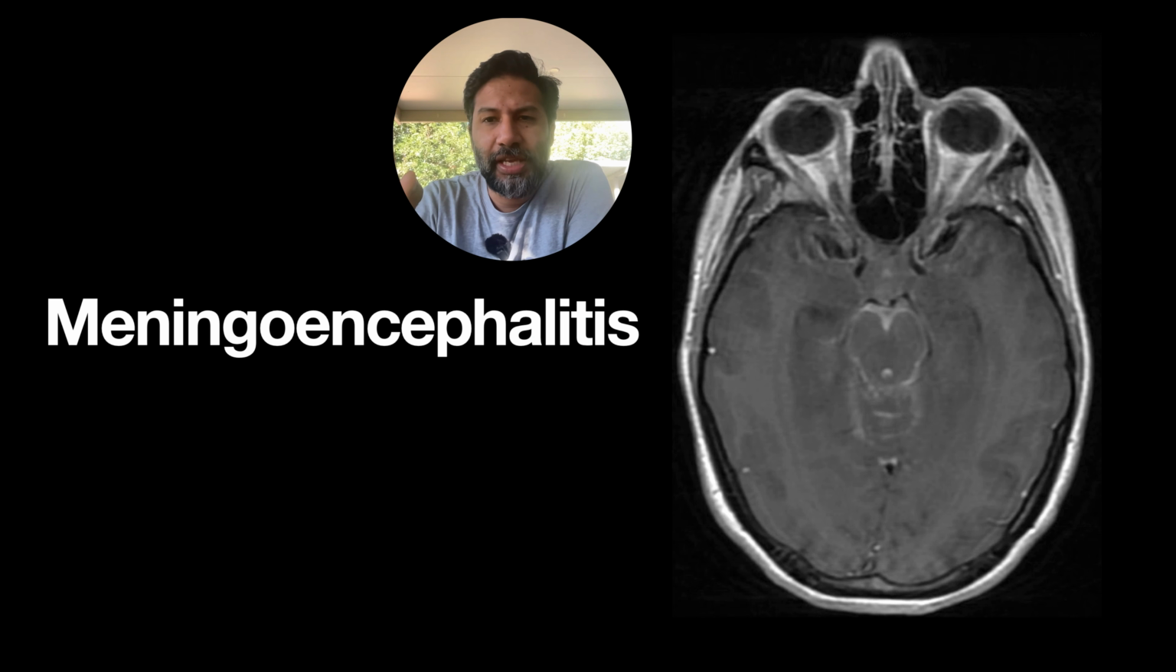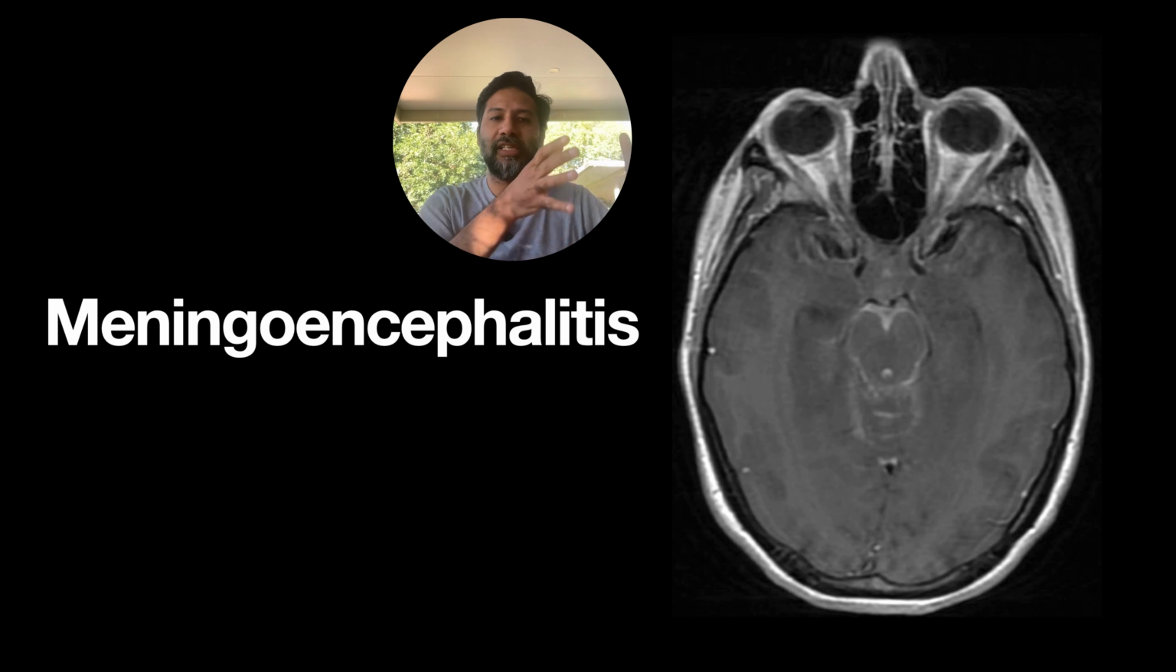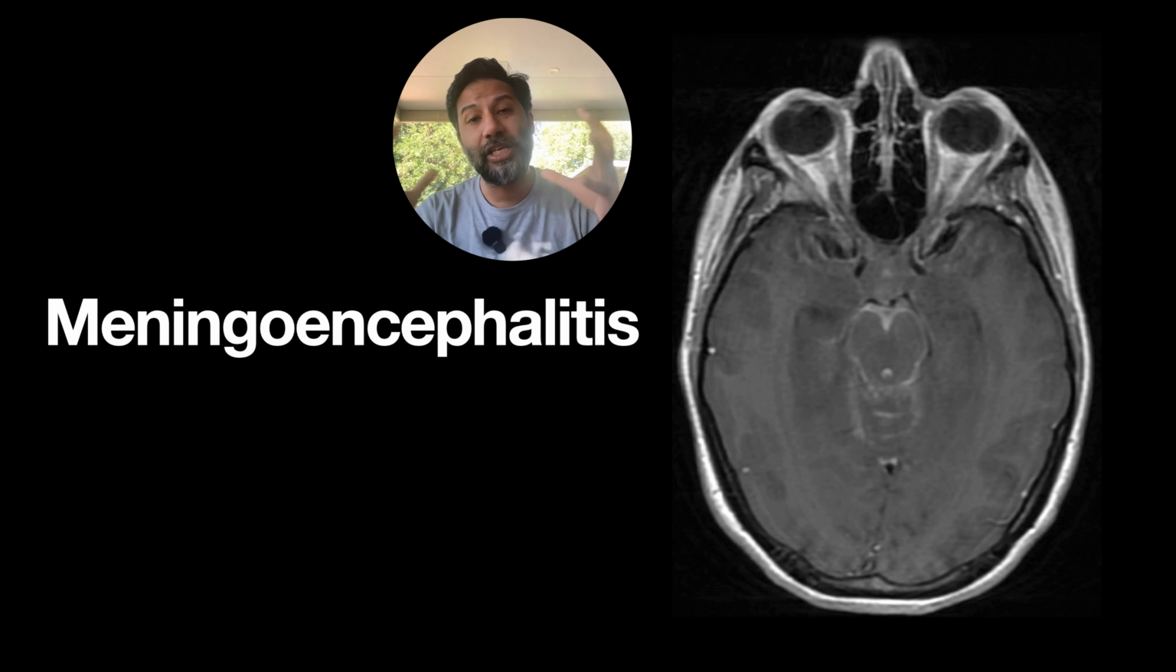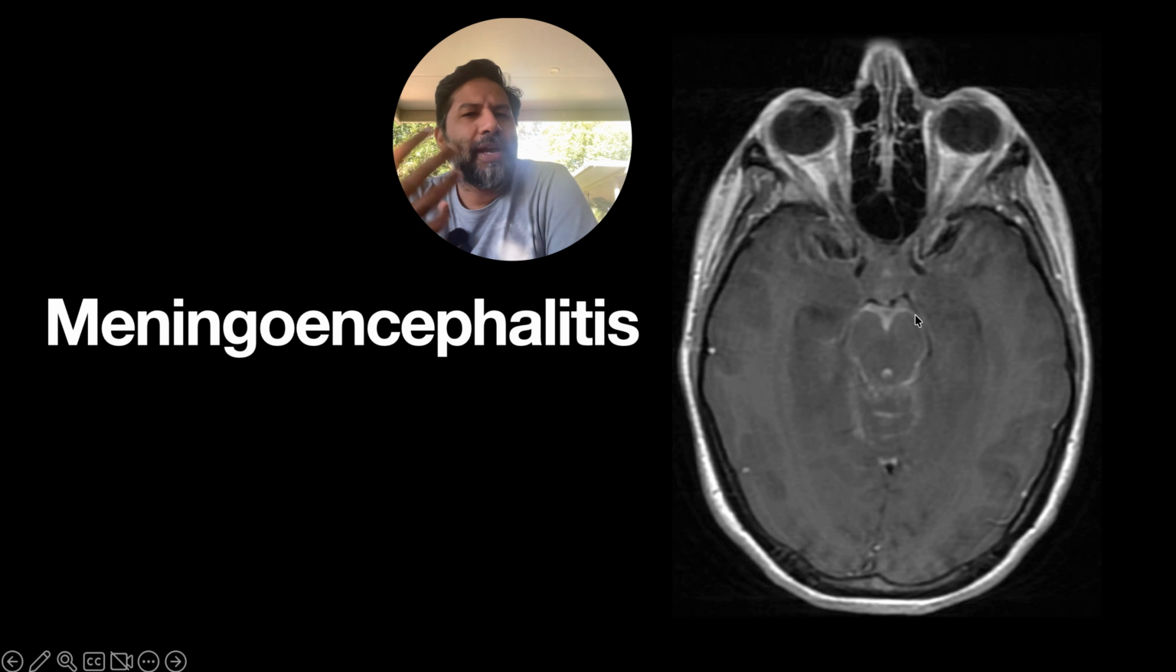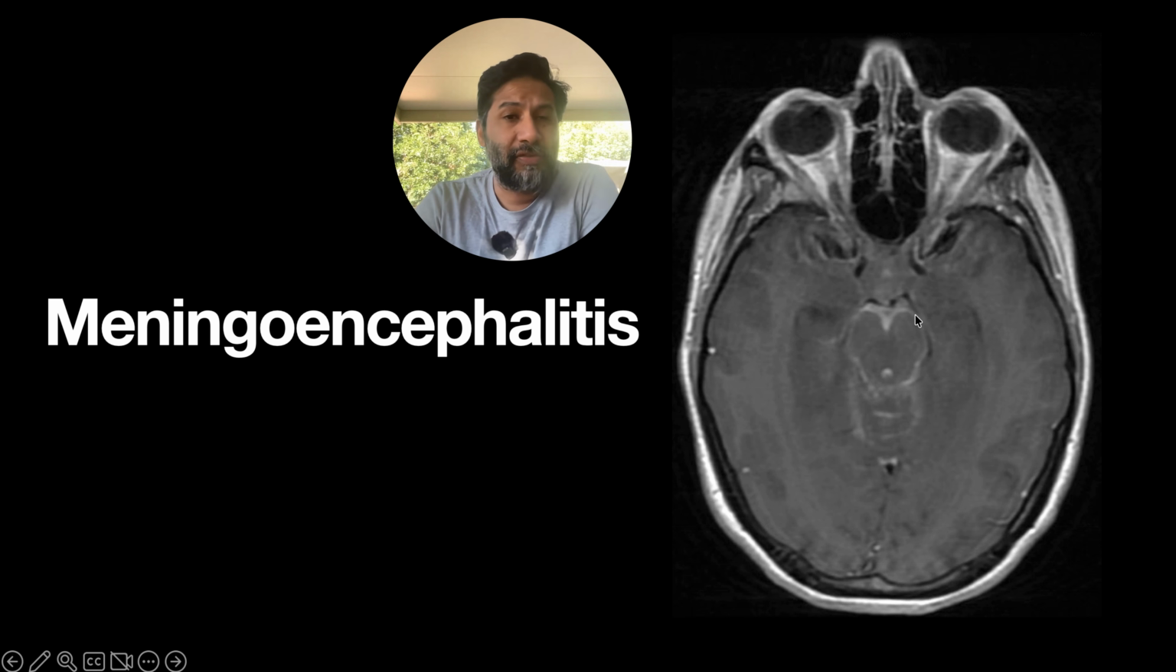So let's start off with meningoencephalitis. What is meningoencephalitis? Well, meningoencephalitis is meningitis and encephalitis. There's inflammation of the meninges around the brain, and there's involvement of the brain parenchyma itself. And this has become inflamed, and so patients can have a combination of both. So if we look at this MRI scan, we can see that there's inflammation around the actual brainstem itself. This is meningitis. And this patient is obviously sick as well because they've got encephalitis.